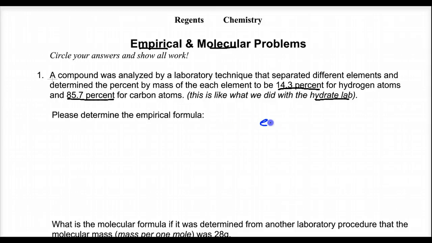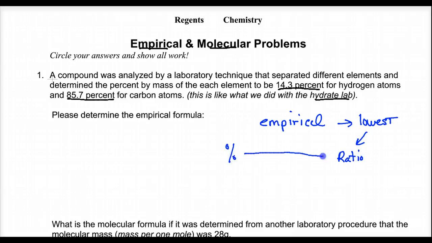So empirical, as you guys may have talked about, is the lowest ratio. And this lowest ratio always comes from, at some point or other, percentages. Percentages help us get their ratios. What do you mean by percentages? Well, these are percent by mass. So we do labs or lab techniques that help us get the percent by mass of different compounds.